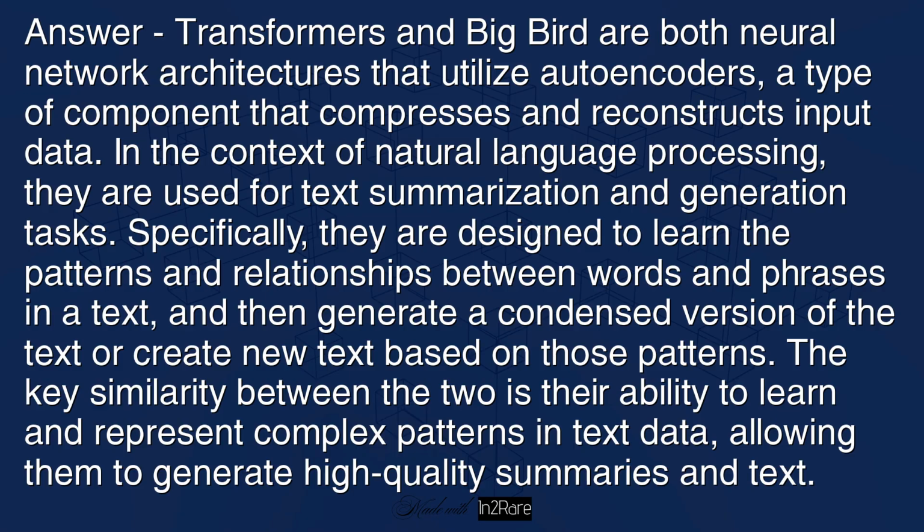Answer: transformers and Big Bird are both neural network architectures that utilize autoencoders, a type of component that compresses and reconstructs input data. In the context of natural language processing, they are used for text summarization and generation tasks. Specifically, they are designed to learn the patterns and relationships between words and phrases in a text, and then generate a condensed version of the text or create new text based on those patterns. The key similarity between the two is their ability to learn and represent complex patterns in text data, allowing them to generate high-quality summaries in text.